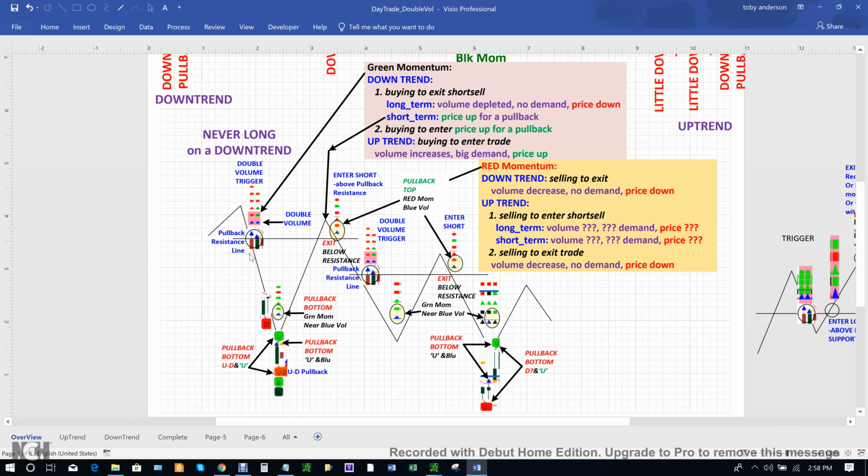Whereas over here in a downtrend, you'll see these 2 blue volumes, and the price will tend to drop down more and then come back up more. Again, you're waiting for it to come back past this line before you enter the trade. So those are the 2 big differences. So let's go look at some.